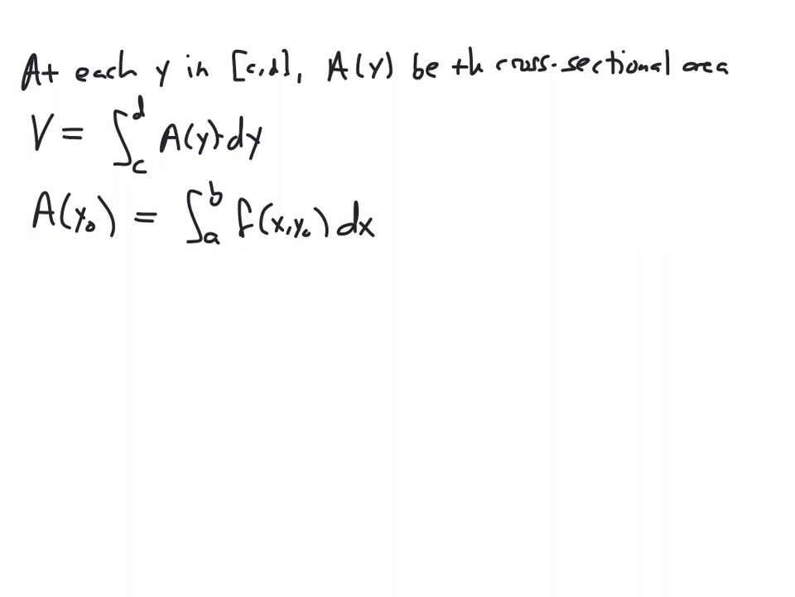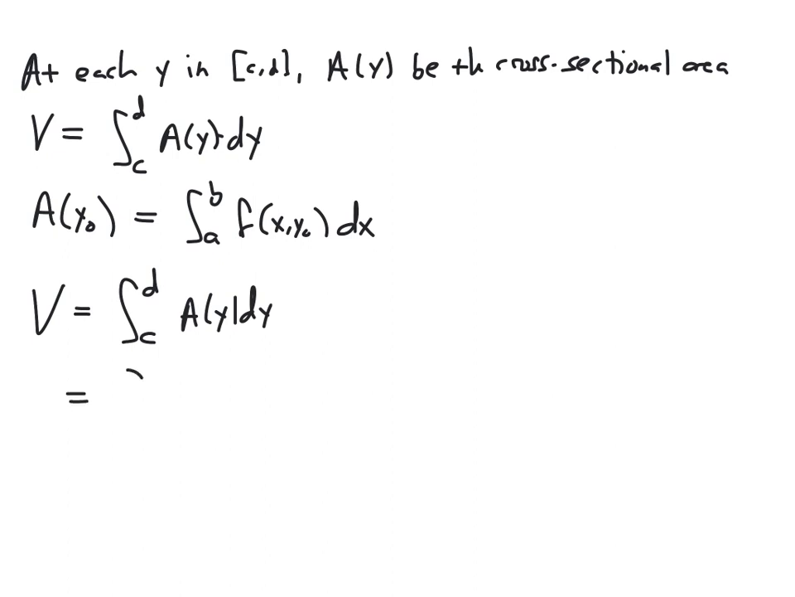And here y naught is a constant, it's a fixed number, it's not a variable, so f of x, y naught is actually a function of a single variable x. We've replaced the variable y with a constant. And so each of those cross sections is given by the integral of this function f. So if we put all of this together, we see that the volume is equal to the integral from c to d of A of y dy.